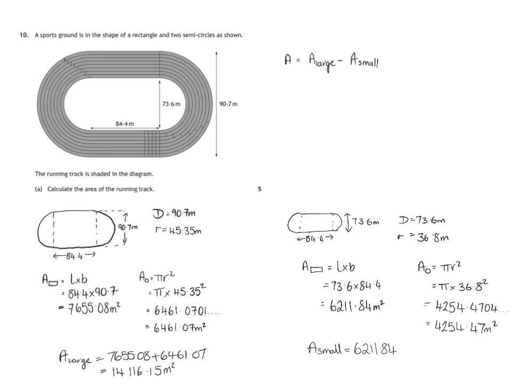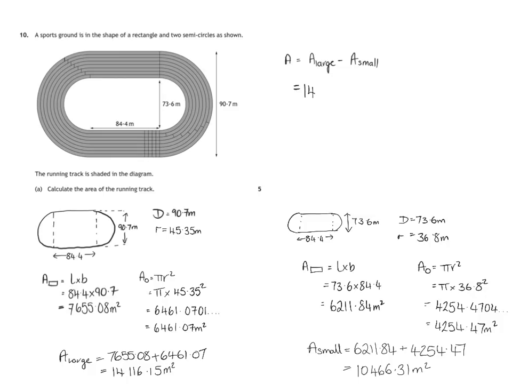So the small area, or the one in the middle, is our 6,211.84 plus my 4,254.47, which, oh, I put a subtract into my calculator there by accident, getting ahead of myself. We get 10,466.31 square meters.